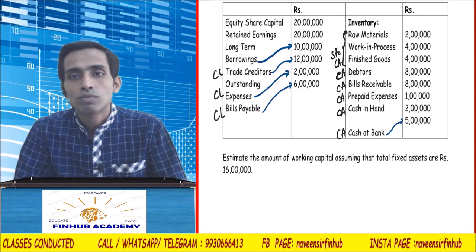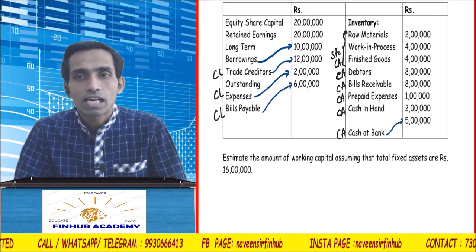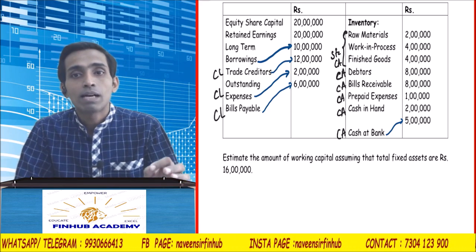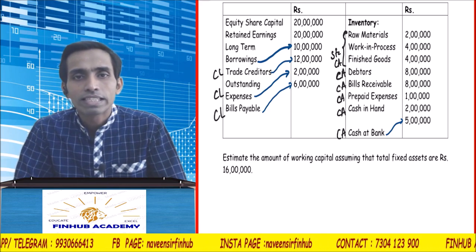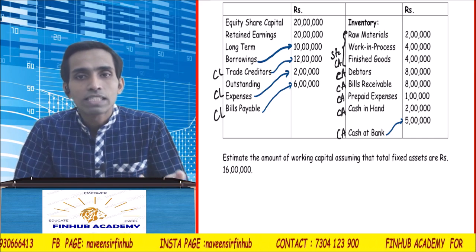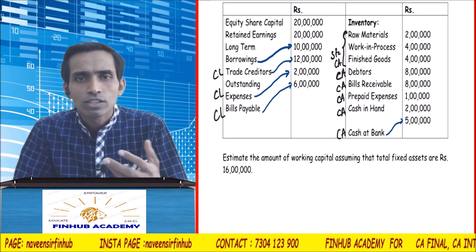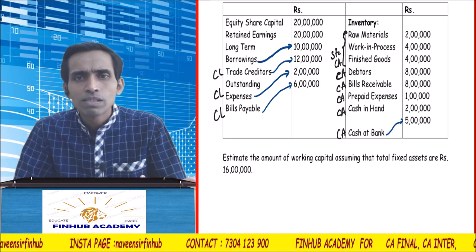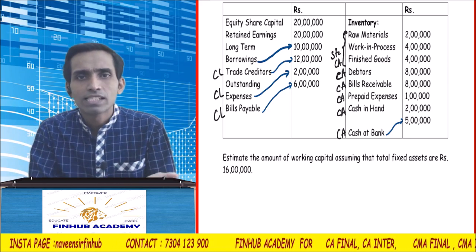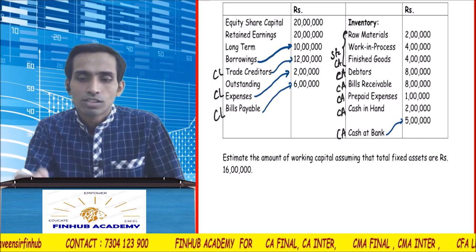Estimate the amount of working capital assuming that total fixed assets are rupees 16 lakhs. How do you calculate working capital? Current asset minus current liability. Does fixed asset have any role in the calculation of working capital? No. So it's a simple sum. Make a format: particulars, rupees. No working is required because figures are given. So let's start.